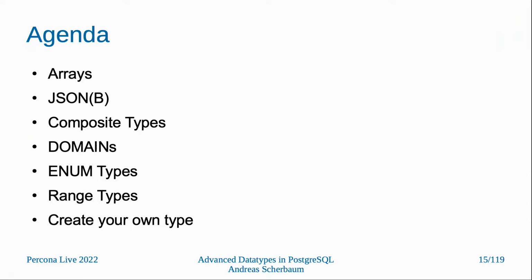I will show you what arrays are. A very hot topic we have in, I think, almost every database these days is JSON. And Postgres has a very nice JSON functionality. We look into composite types, we look into domains, how you can use them, into ENUM and range types, and at the end, a quick example, how you can create your own data type in Postgres. Because yes, you can do this.